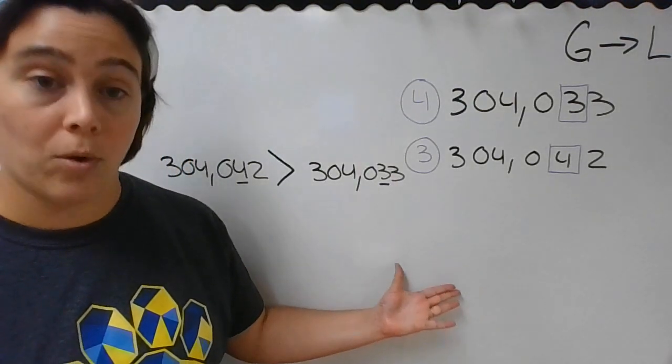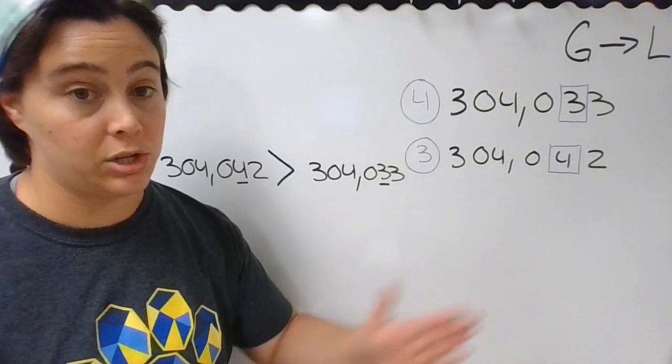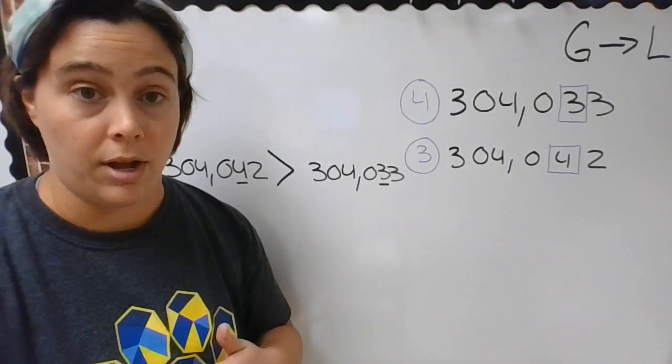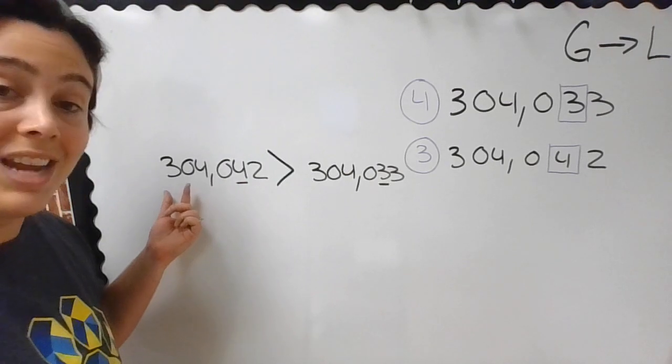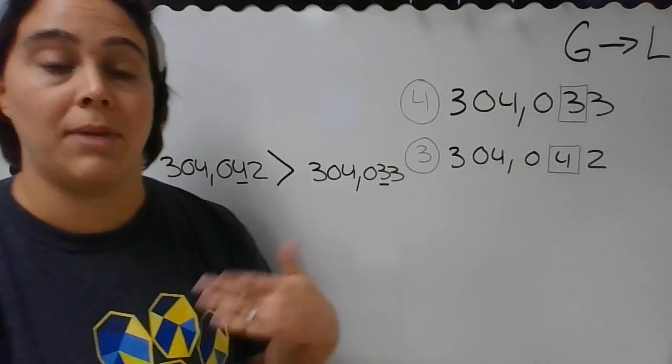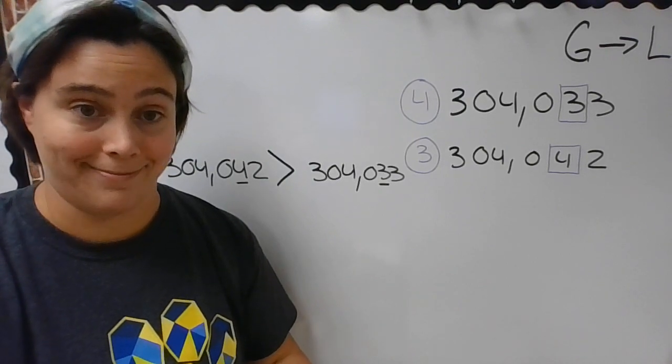All right, boys and girls. That is how you order numbers from least to greatest or greatest to least. Understanding and making sure that you are using and understanding each place value in order to make the correct order.